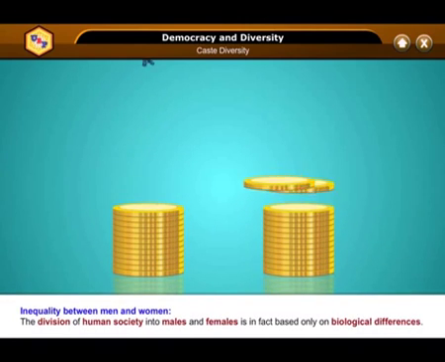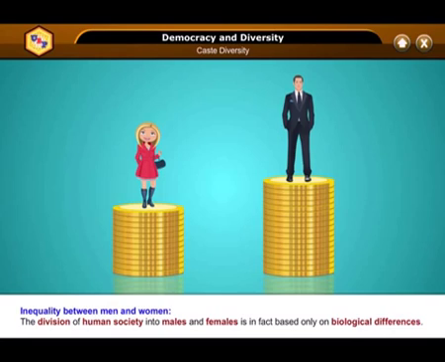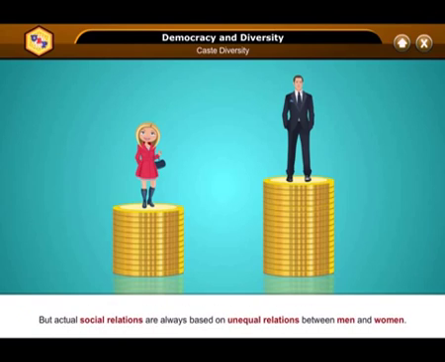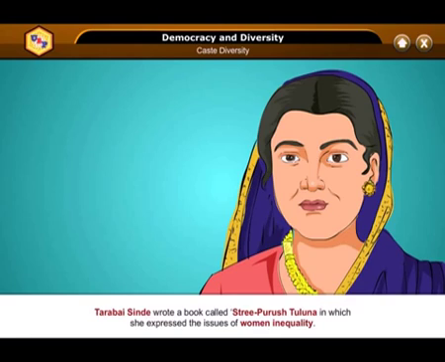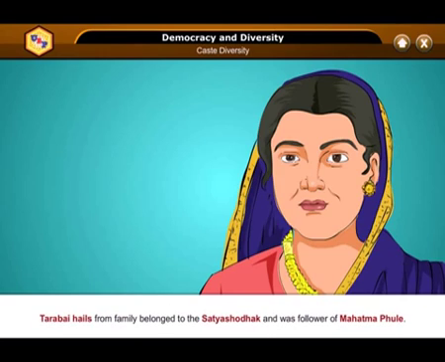Inequality between men and women. The division of human society into males and females is in fact based only on biological differences. But actual social relations are always based on unequal relations between men and women. Tarabai Shinde wrote a book called Stree Purush Tulna, in which she expressed the issues of women's inequality. Tarabai hailed from a family belonging to the Satya Shodhak movement and was a follower of Mahatma Phule.